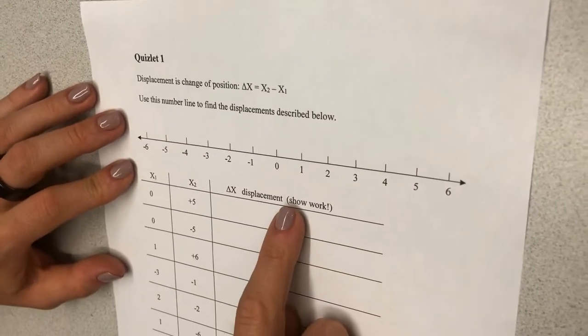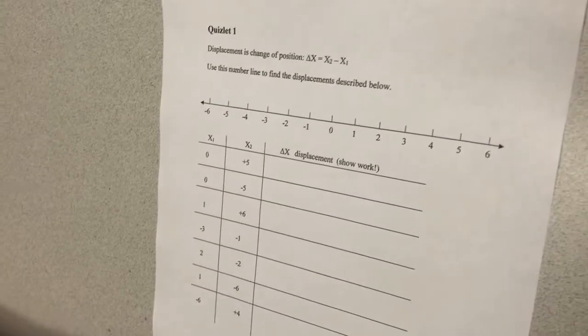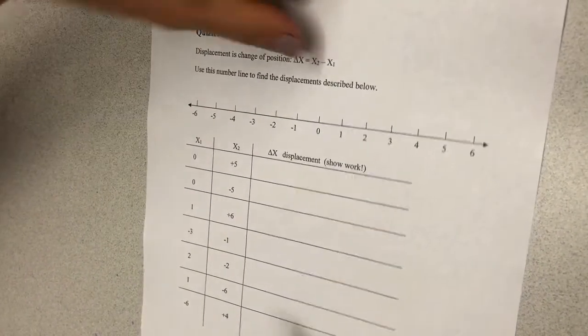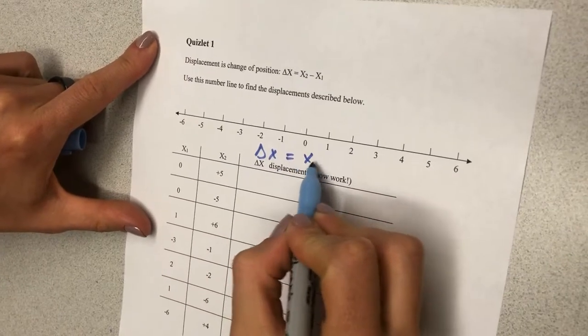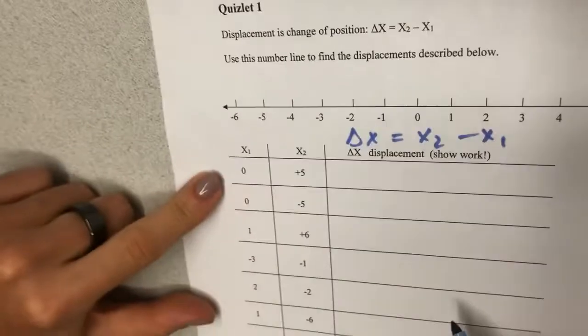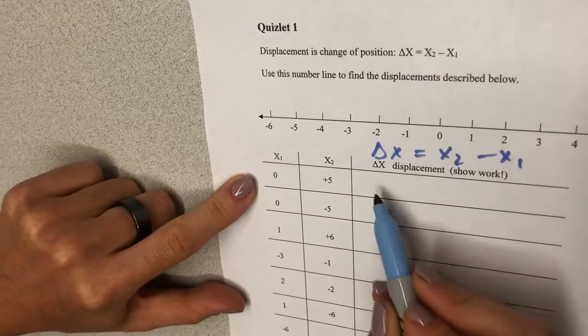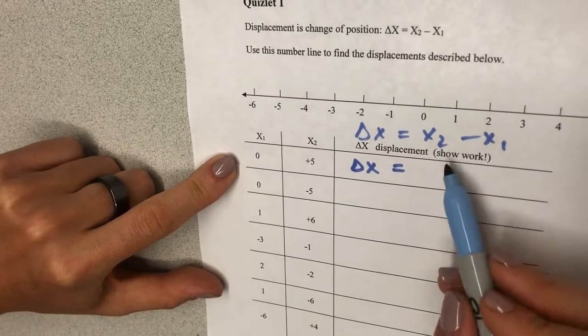I want you to use the number line to find the displacement described below. So I'm gonna do the first one with you guys. So we know that our equation is, I'm gonna actually write this up here. I'm just gonna say change of x equals x2 minus x1. So I can have it up top there. So I'm gonna say x2, I'm gonna say delta x, change of position, displacement.